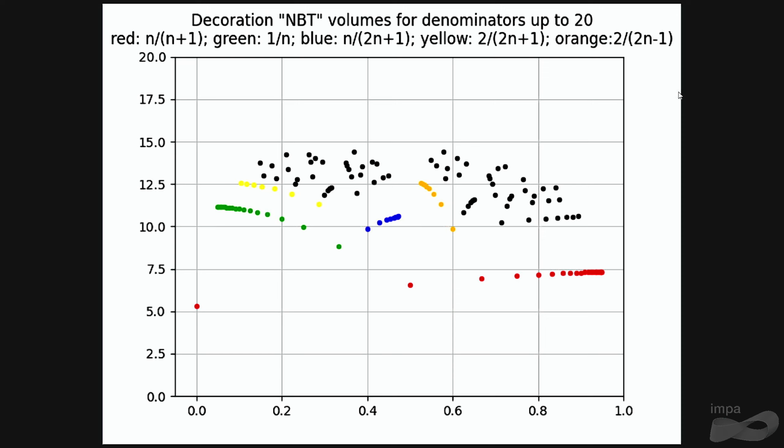So this volume here is 5.333. And that's a known volume to people who work with hyperbolic 3-manifolds. It's the volume of the magic manifold, and it's possible to actually show that the limit there is the magic manifold.